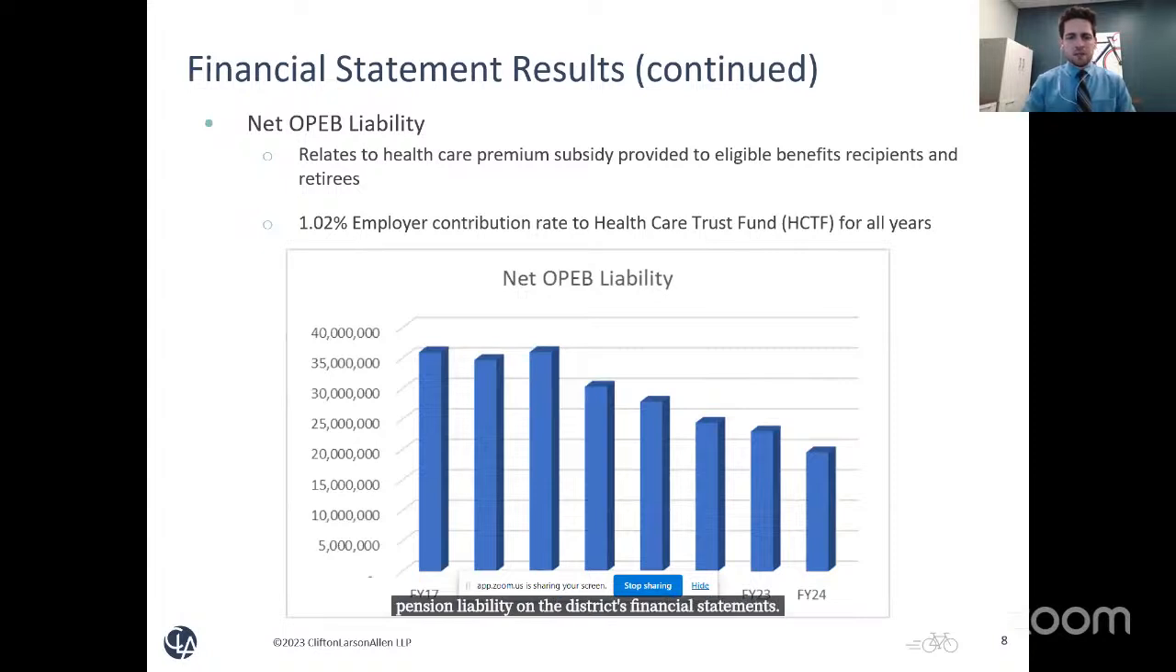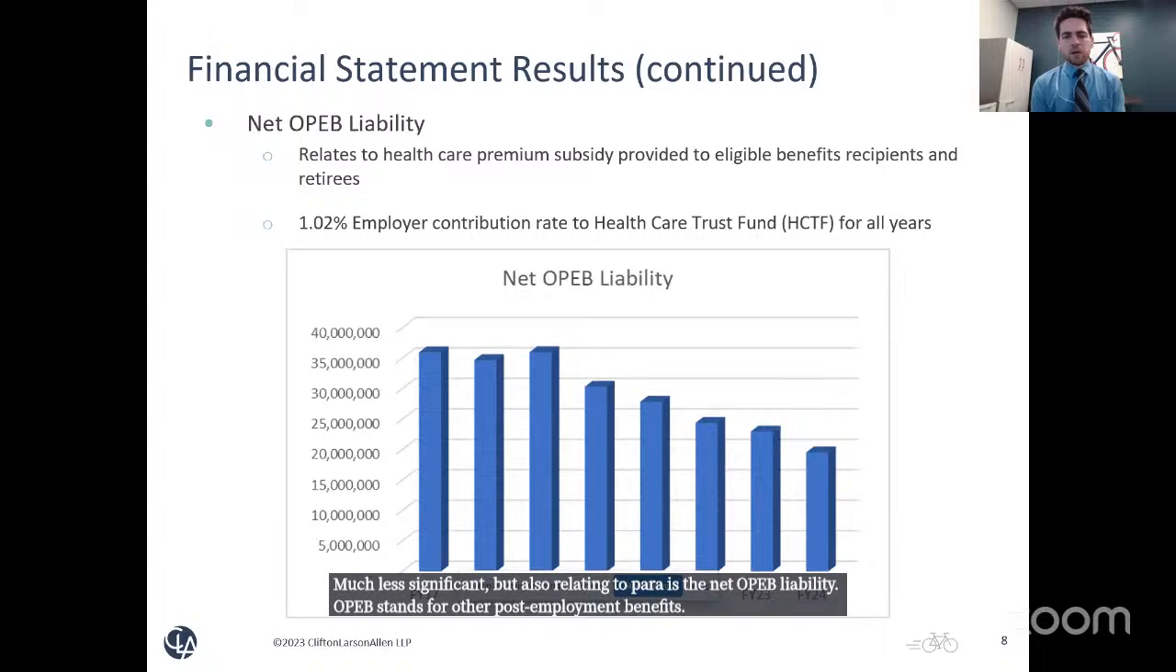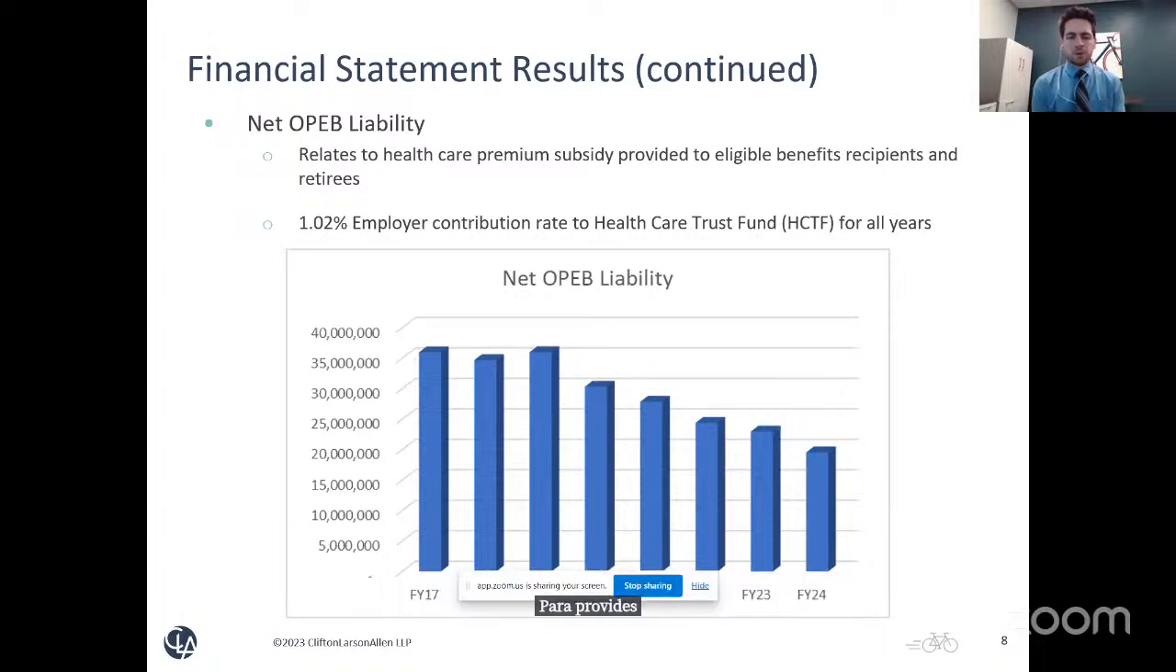Much less significant, but also relating to PERA, is the net OPEB liability. OPEB stands for Other Post-Employment Benefits. PERA provides a healthcare premium subsidy that's part of the benefits provided to retirees.